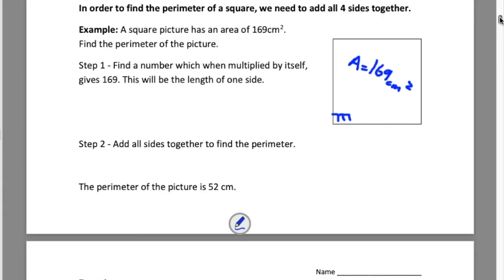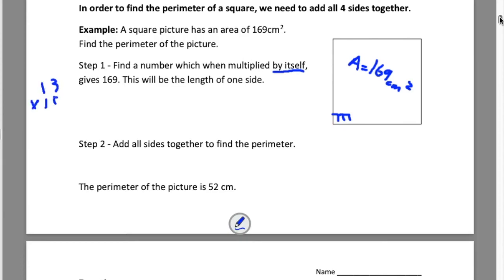Our steps ask us in step 1 to find a number which when multiplied by itself gives us 169. Well, I know that it's not 12 times 12. I think it's going to be a little bit bigger than that. So I'm going to see if it's 13 times 13, because I know I need to try and find a number that's multiplied by itself. So I'm just going to go ahead and test 13 times 13 and see what I get here.